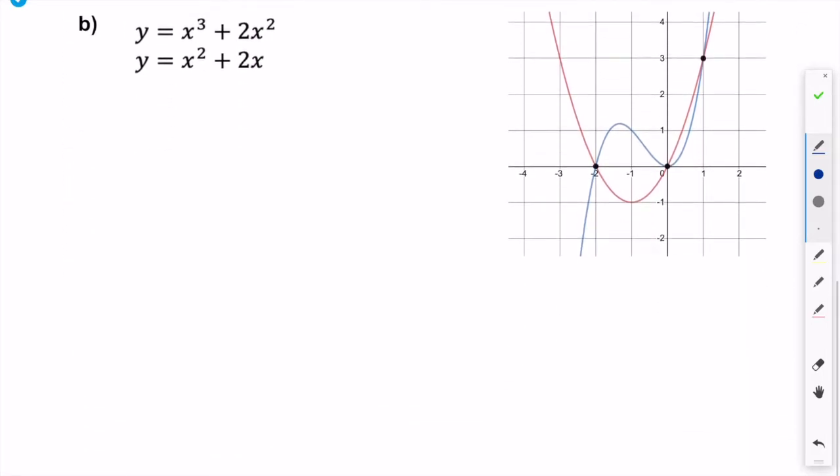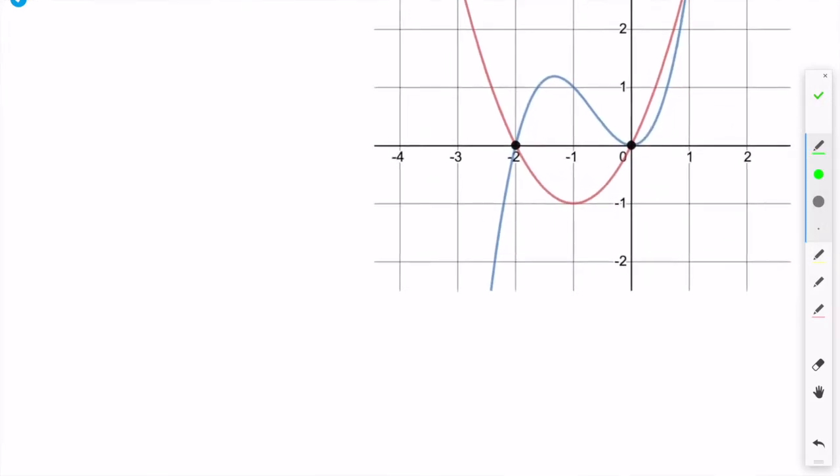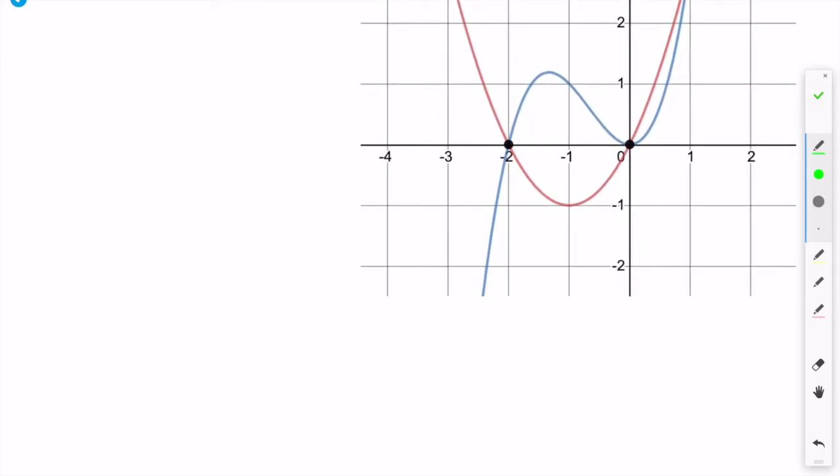Here is question B. This time, question B shows a cubic function and a quadratic function. If you plot this out, you will notice that there are two different regions that we need to look for. What makes these two regions special is that between negative 2 and 0, the blue function, the cubic function, is above the red function.